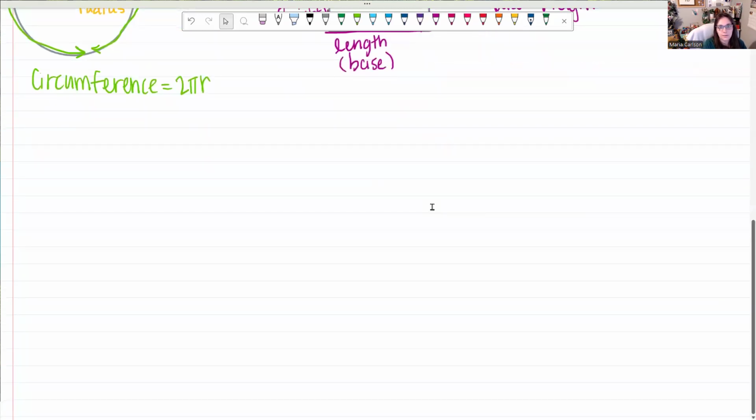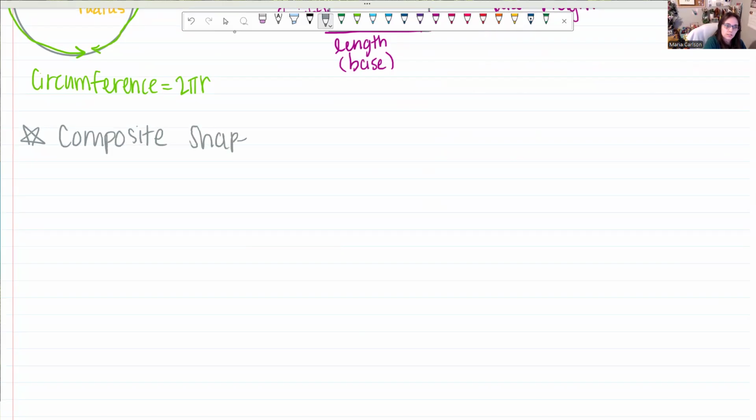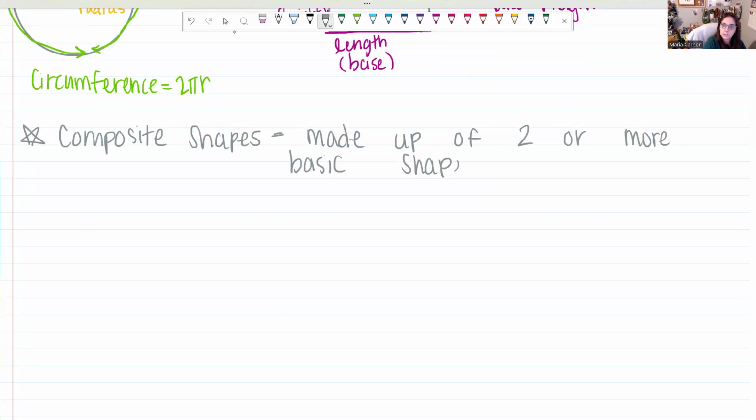Now, something else that's kind of important in the keynote is that there are shapes that are made up of multiple basic shapes, and that is what we call a composite shape. So composite shapes are made up of 2 or more basic shapes. So if I'm finding the area of a composite shape, I can separate it into these basic shapes that it's made up of and then add them together, or maybe sometimes even subtract.